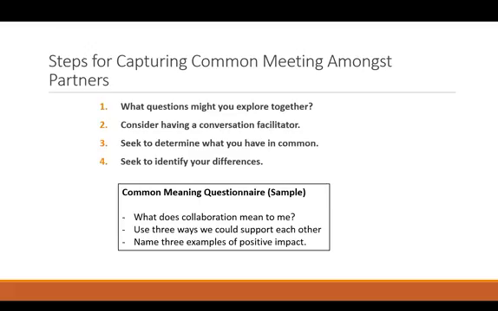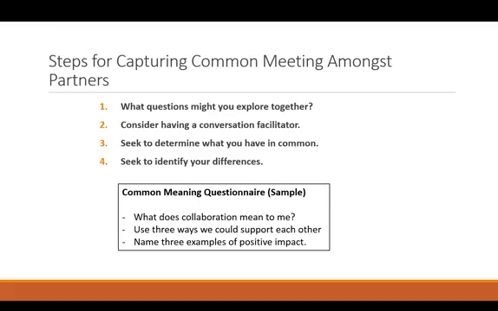Two, as I mentioned, consider having a common conversation facilitator. This is somebody third party to the both of you, and referring back to impact conditions, if you do have a backbone infrastructure in place, a facilitator is a great tool to have as part of your backbone infrastructure. And we'll go into facilitation a little bit more in detail just now. A common meeting seeks to determine what you have in common, but it also seeks to identify your differences.